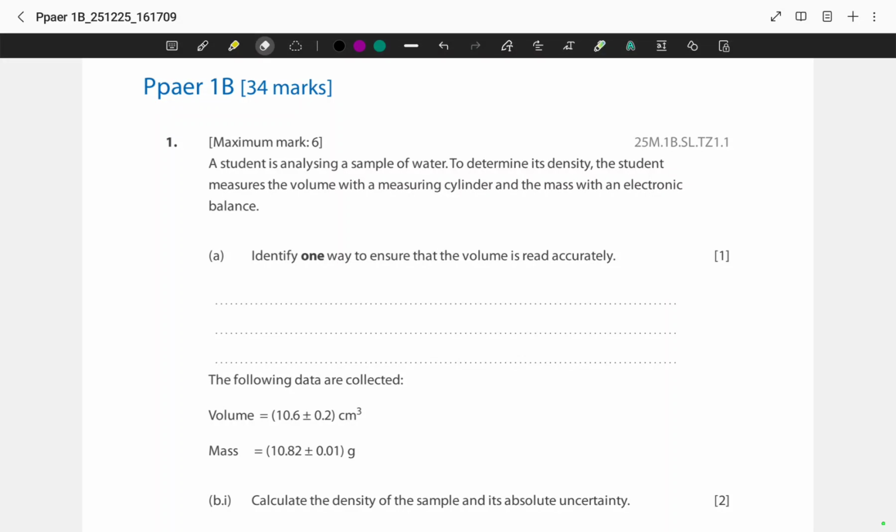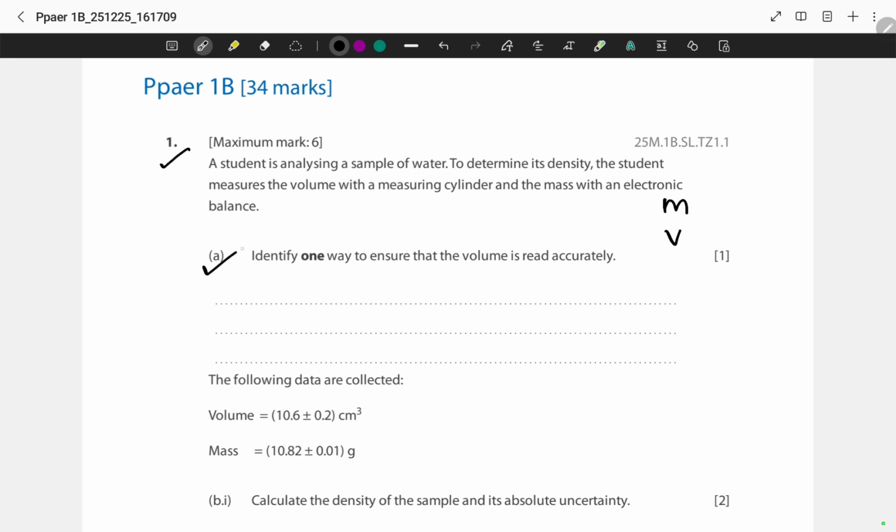Solve paper 1B questions today. Let us start with the May 2025 question. In this question, a student is analyzing a sample of water. Basically, he is finding out density. Of course, to know density, he must measure its mass and the volume.